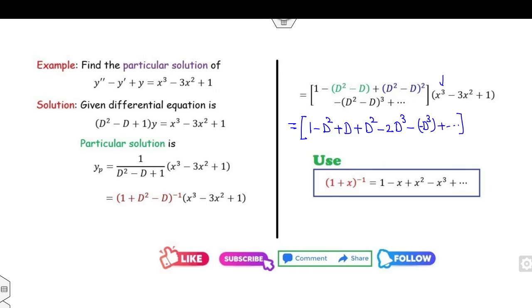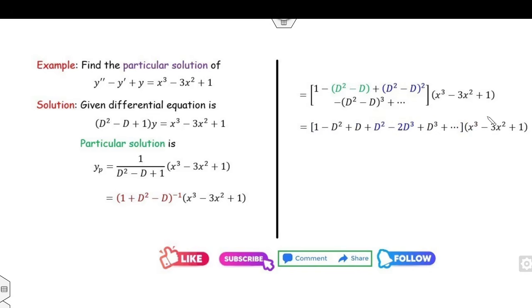Fine. So now you can open this bracket. What will happen? D square will be cancelled out. So then it is 1 minus, it's a plus, it's a minus d cube plus d, and this is the expansion of x cube minus 3x square plus 1. Now that's over. Now you can open this bracket, x1 into this, fine, plus the first derivative is 3x square minus 6x.